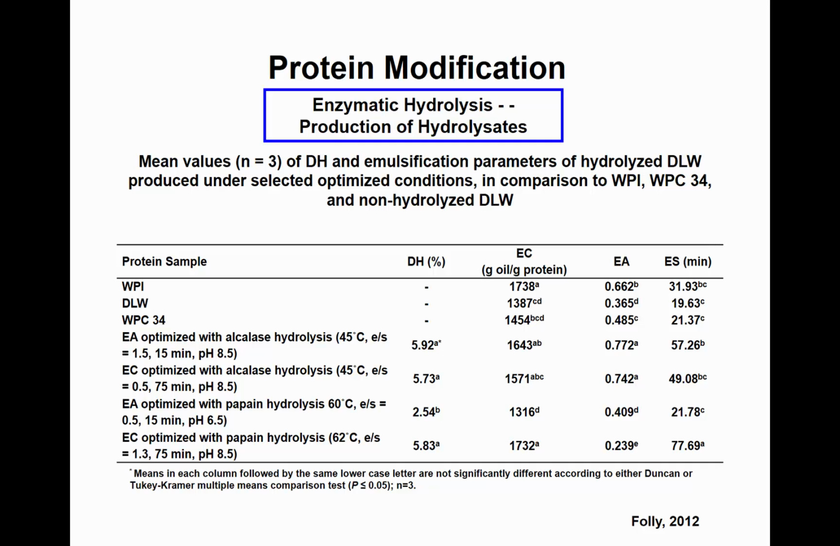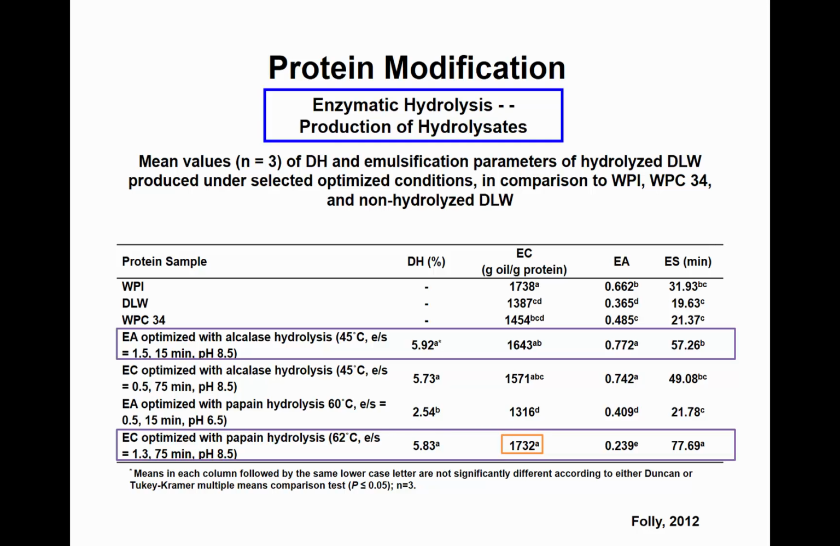So here's his data. So we compared 2 controls, WPI as a control, delactosed whey, our starting material, and a whey protein concentrate that is low concentration, 34. Very close to delactosed whey, but a little bit higher. So we looked at DH, EC, which is emulsification capacity, activity, and stability. And then the polynomial equations generated optimized conditions for EA, optimized conditions for EC.